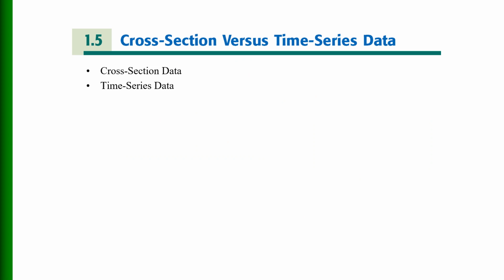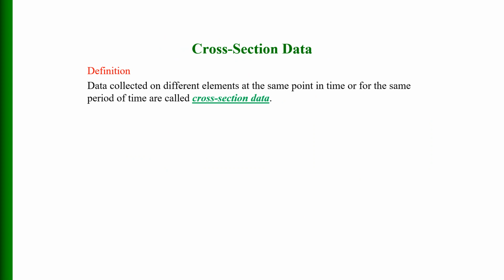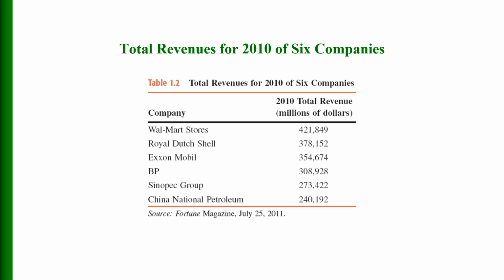Data may be cross-section or time series. It can also be panel data. So here, this is just for the beginners, so we just differentiate between cross-section data and time series data. Data collected on different elements at the same point in time or for the same period of time are called cross-section data. For example, this is an example of cross-section data. This is total revenue in millions of dollars, and these are companies, and this data is for say 2010. So this is cross-section data for the same period of time.